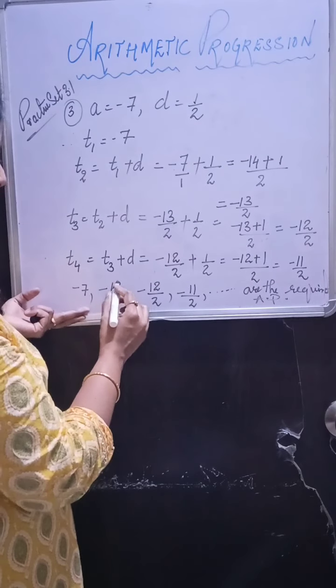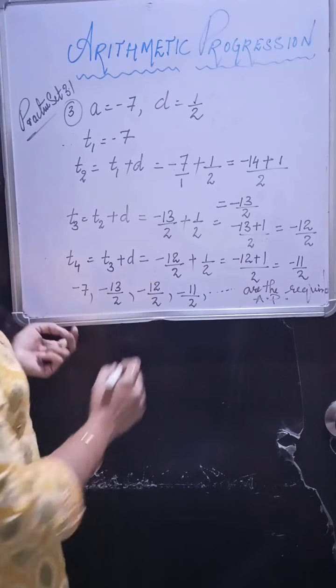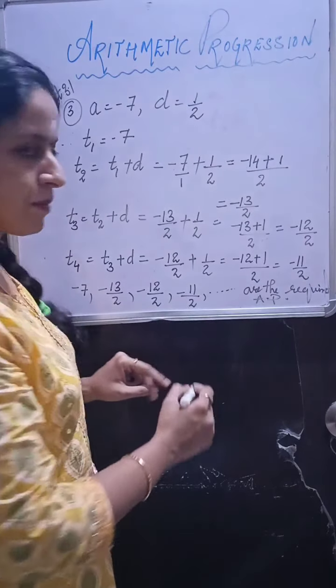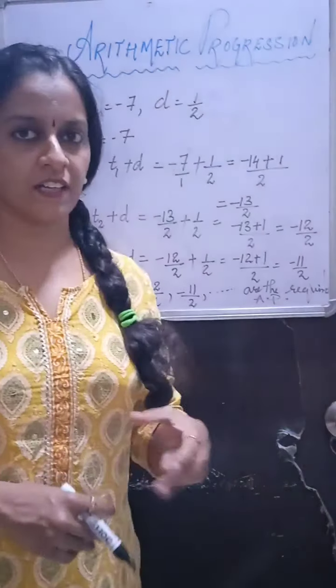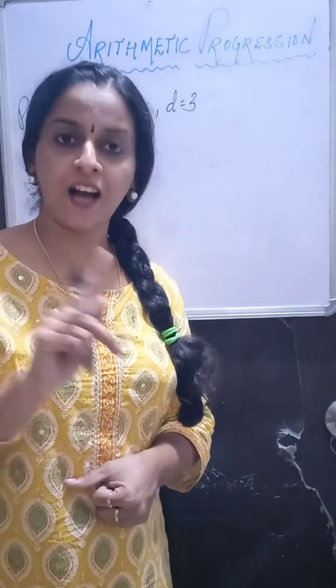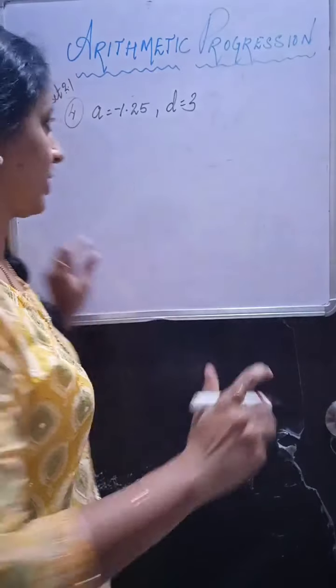Minus 13 upon 2, you will write it as minus 6.5. This will be minus 6 and this will be minus 5.5. That way also you can do. Some I'll do 5th and 6th. You will be trying it on your own.